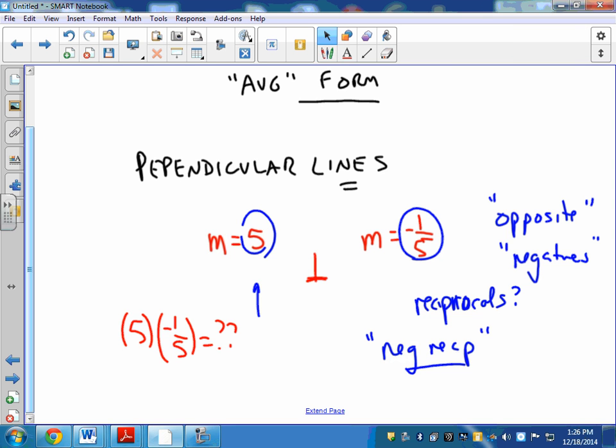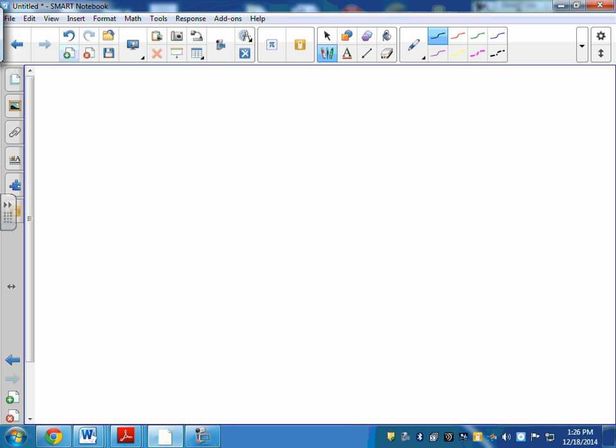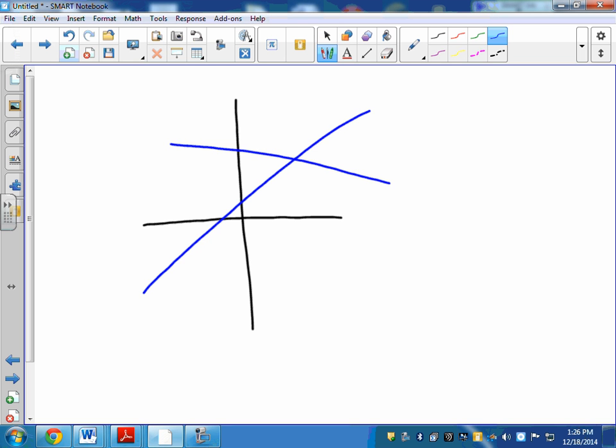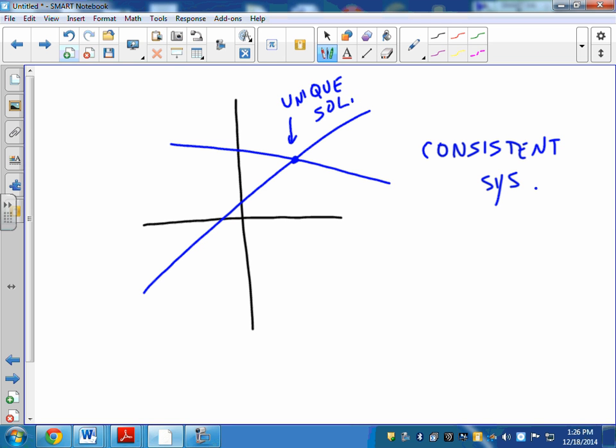Okay, systems of equations. So we're talking lines, and I guess we have three different situations. One, you could have two lines that intersect. Okay, so that's called a consistent system, and there's one solution. So this is the unique, the only point of intersection. One solution.